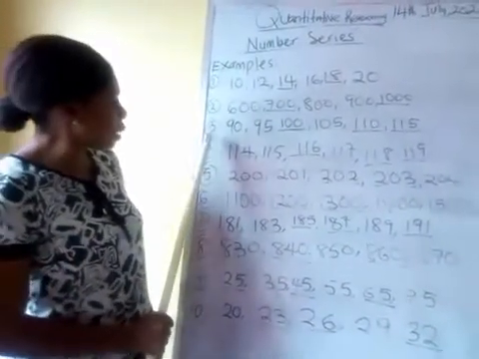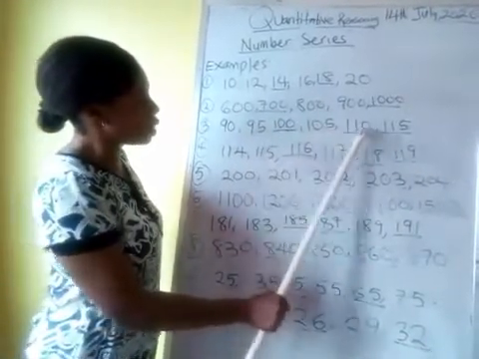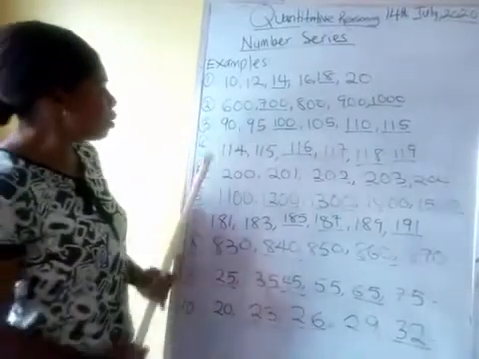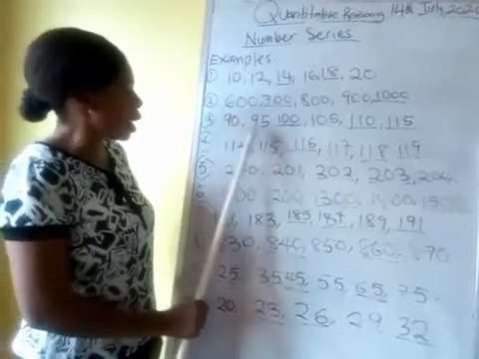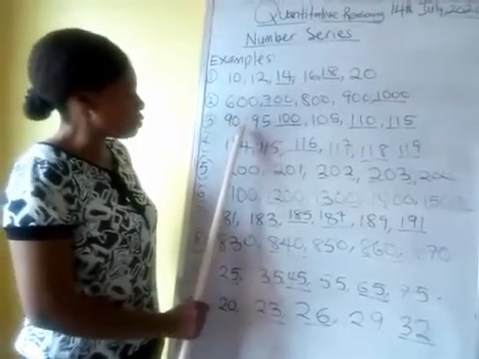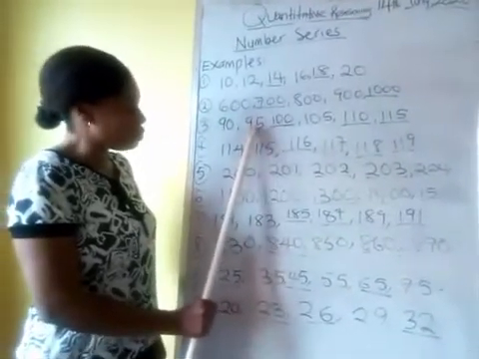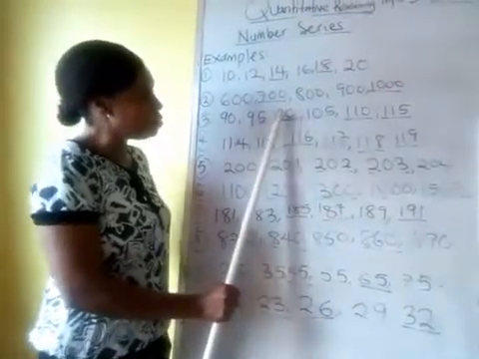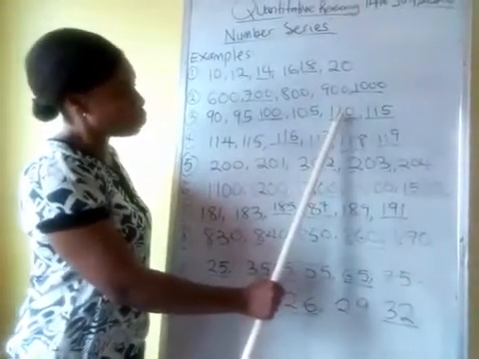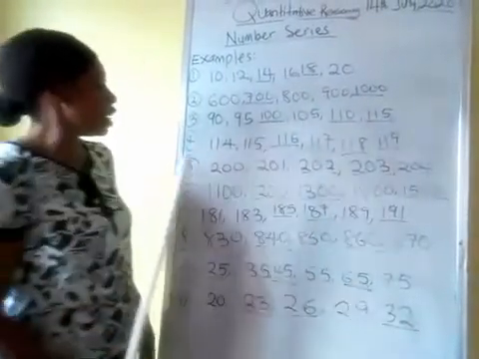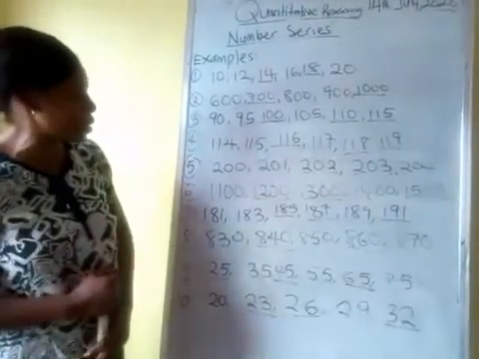Now, we have the third one. We have 90, we have 95, and a dash, we have 105, we have 110, we have 115. Now, for the first numbers, 90 and 95, what is the interval between these two numbers? The number between them is 5. When you add 5 to 90, you get 95. When you add 5 to 95, you get what? 100. When you add 5 to 100, you get 105. Another 5 to 105, 110. Another 5 to 110, you get 115. It tells us that we are adding 5 to each of the numbers to get the next one.